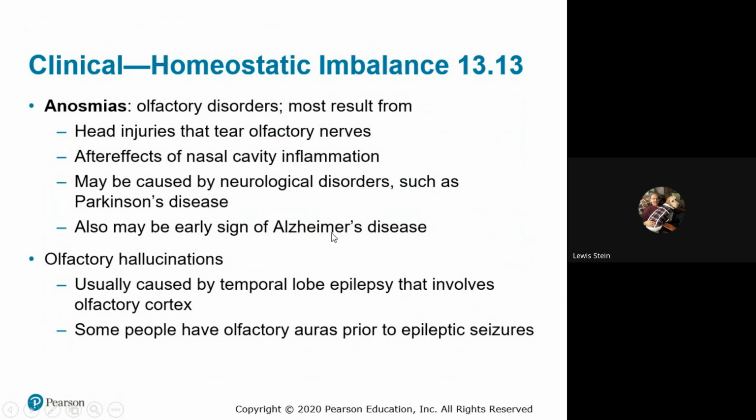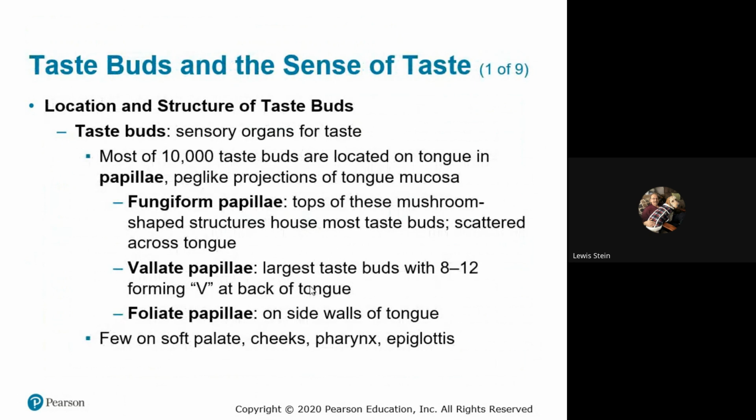So again, look at these different signs. COVID was the thing, but we can also see neurological disorders or Alzheimer's, where there's a lot of loss of that. Olfactory hallucinations are sometimes a prodrome, or a warning, of epilepsy or seizure disorders, this sort of aura.